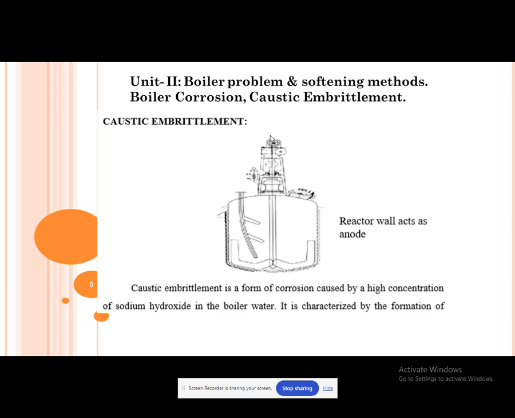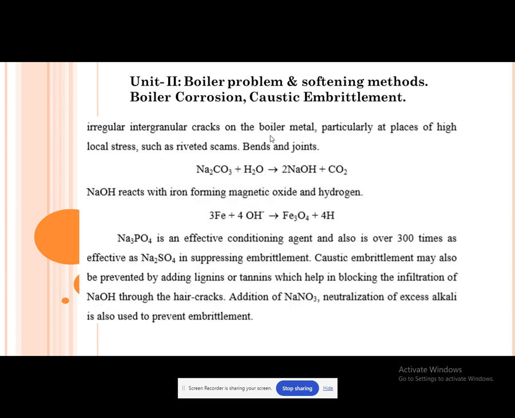Caustic embrittlement is a form of corrosion caused by a high concentration of sodium hydroxide in the boiler water. It is characterized by the formation of irregular intergranular cracks on the boiler metal, particularly at places of high local stress such as rivets, bends, and joints. Na2CO3 plus H2O is equal to 2NaOH plus CO2. By this chemical reaction in high pressure boilers, soda gets converted into NaOH. NaOH reacts with iron forming magnetic oxide and hydrogen.